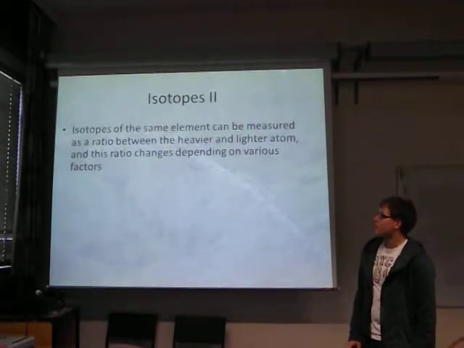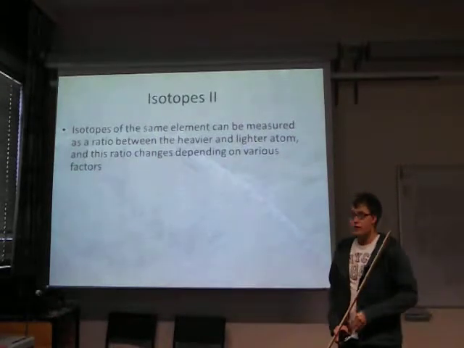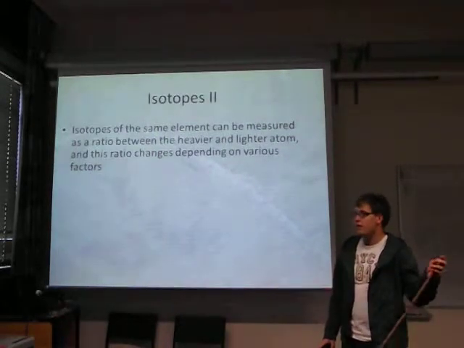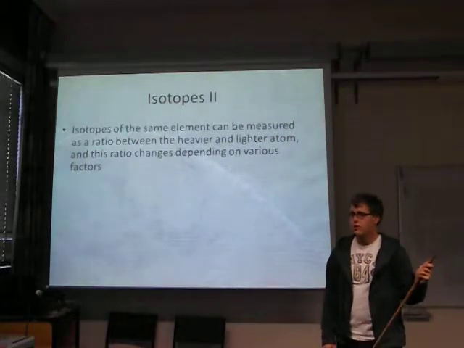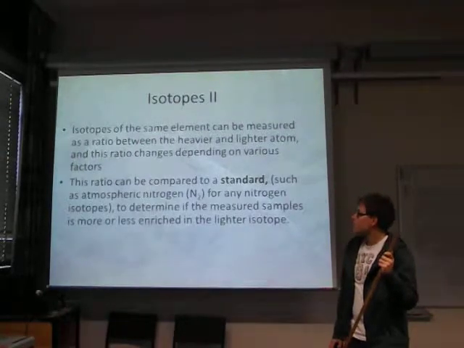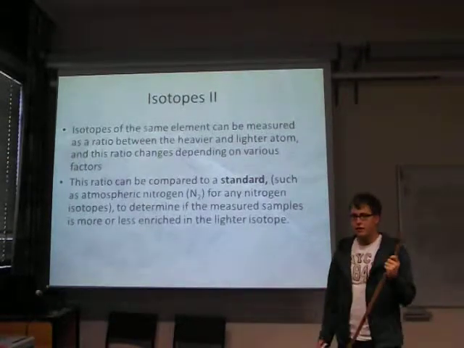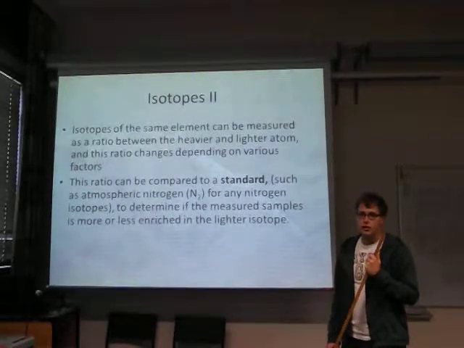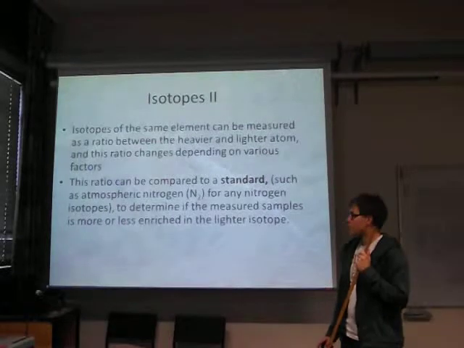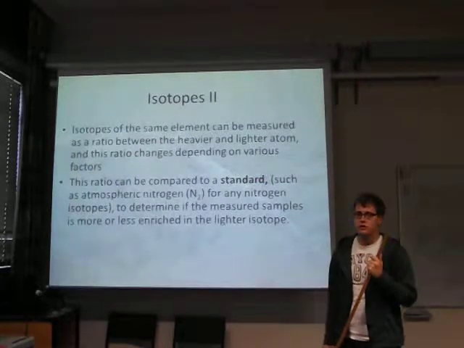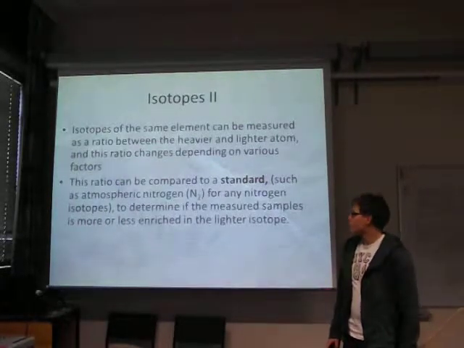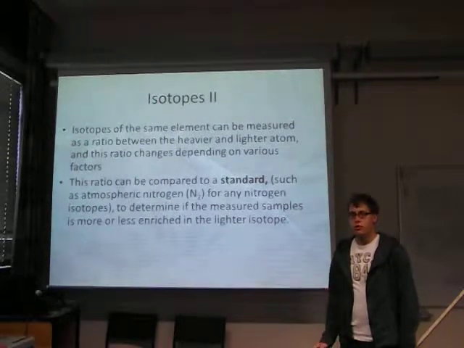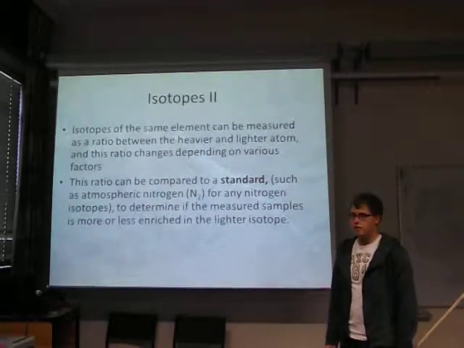Isotopes of the same element can be measured as a ratio between the heavier and the lighter isotopes. So we can use this by comparing it to a standard such as atmospheric nitrogen for nitrogen isotopes, which is constant around the world. We can compare our sample's isotope value to this atmospheric nitrogen value, and we can figure out if our sample is more enriched or less enriched in the heavier isotope.